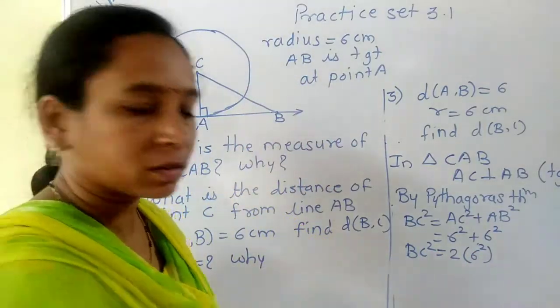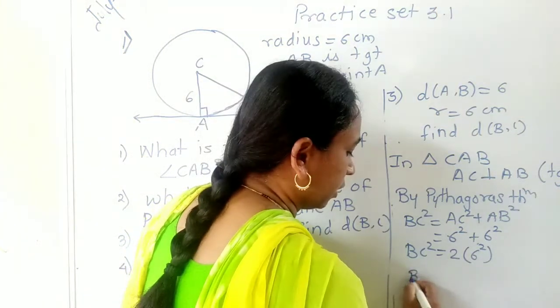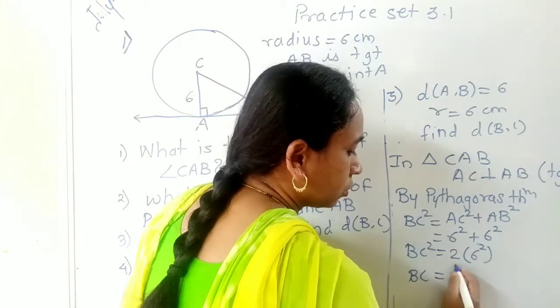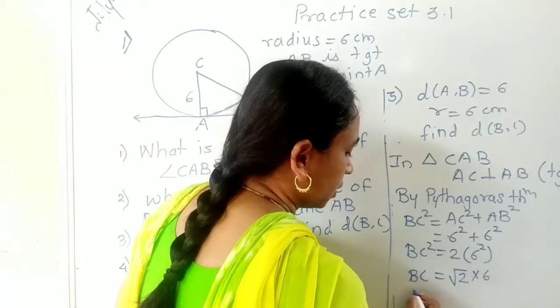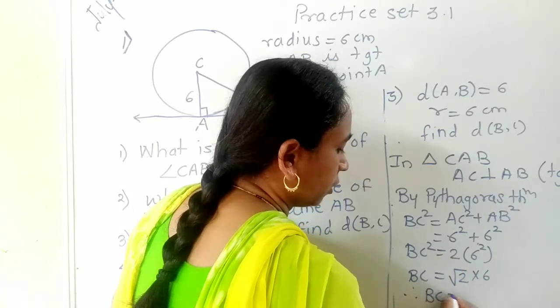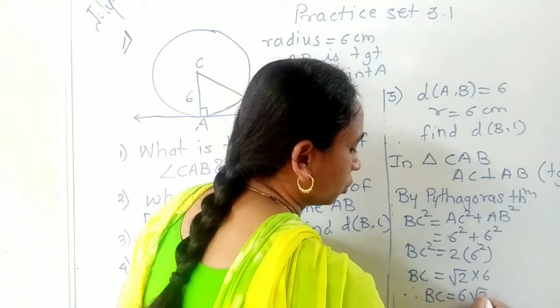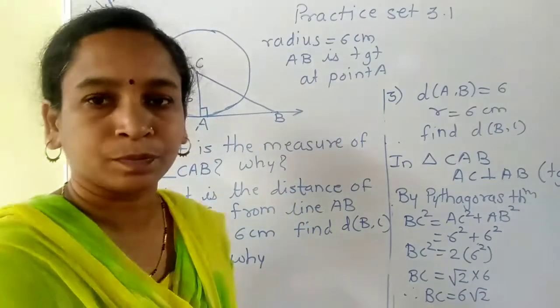If you take the square root on both the sides, we will get BC is equal to root 2 times 6. Therefore BC's value is nothing but 6 root 2 centimeter.